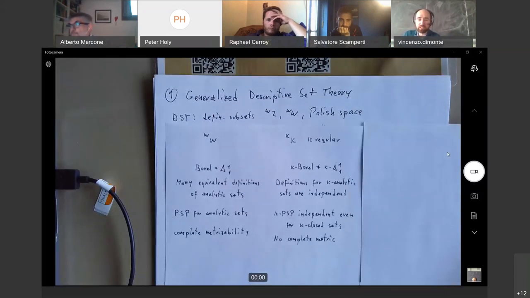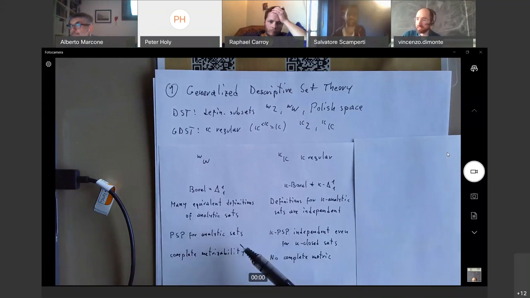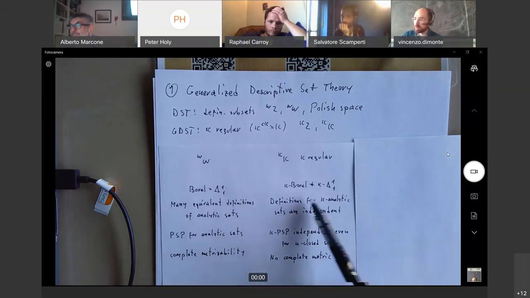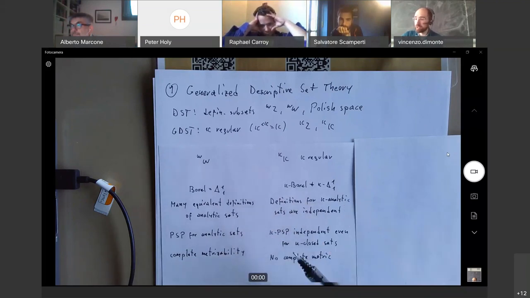So I prepared this list, which could be really long. I just took things we are going to talk about maybe later. For example, in omega to the omega, in the classical Polish space setting, Borel sets are delta 1-1. We have many equivalent definitions of analytic sets. We have the perfect set property for analytic sets. And we have that the space is completely metrizable. But if kappa is regular, then in kappa to the kappa, we don't have that Borel sets are the same as delta 1-1. Actually, all the equivalent definitions are independent of each other. We can have even that kappa-closed sets do not have the perfect set property, and these spaces are not completely metrizable. So it's very different.